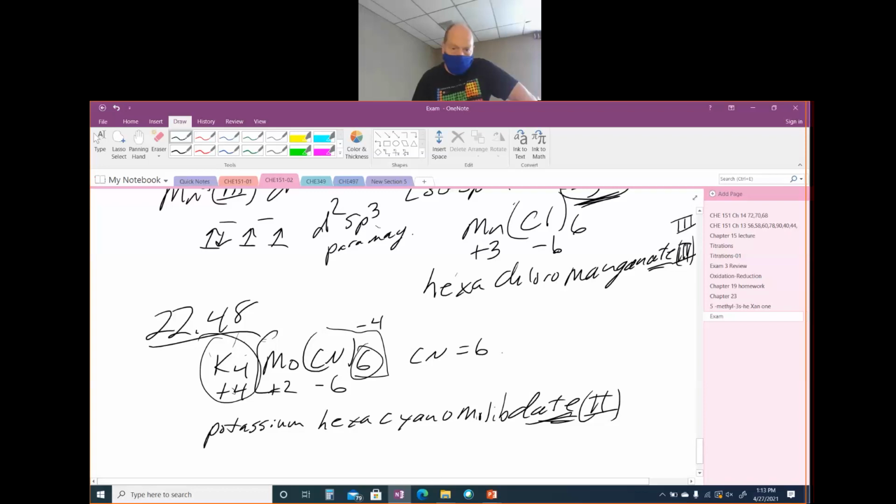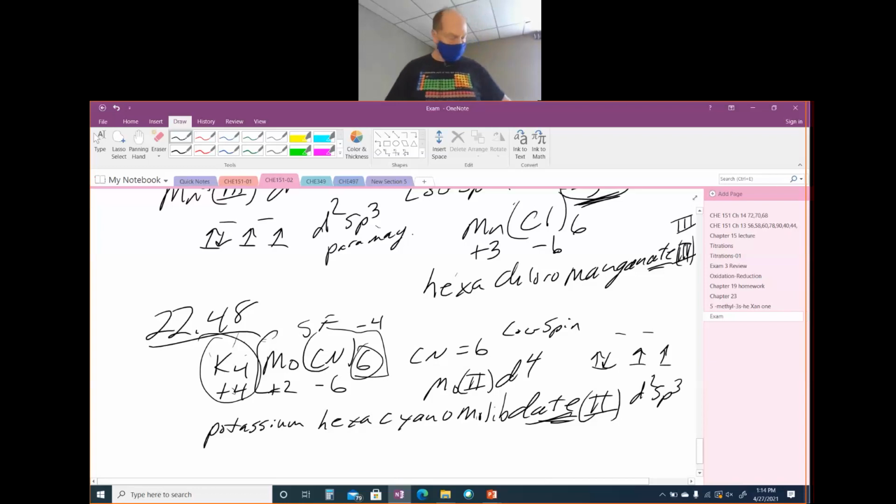All right, so you have Mo, you find it on your periodic table. It is number 42. The number above it is a 6. And so you have Mo2+, which is d4. We have a strong field ligand, so that means it's low spin. And so when we put in our 4 electrons, they are all 4 at the bottom. And again, it is paramagnetic with 2 unpaired electrons, d2sp3, same as the last one that we did.